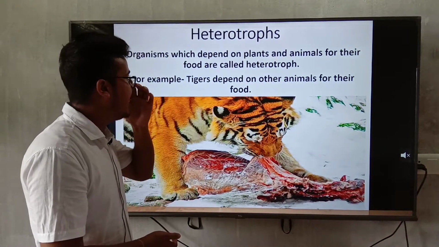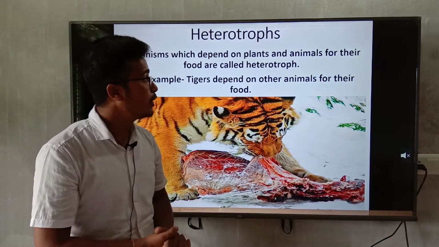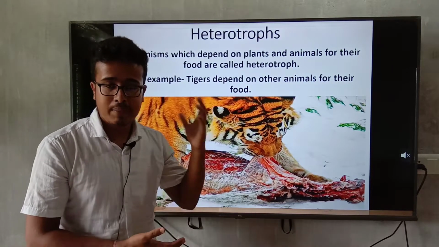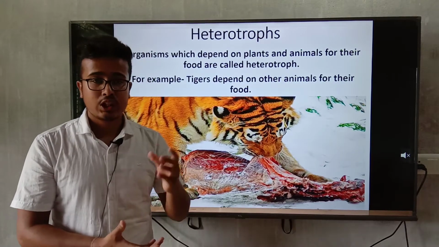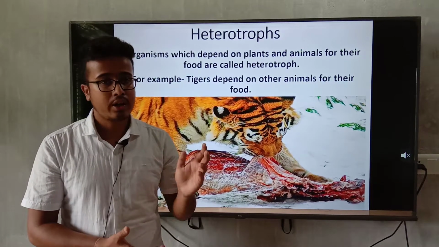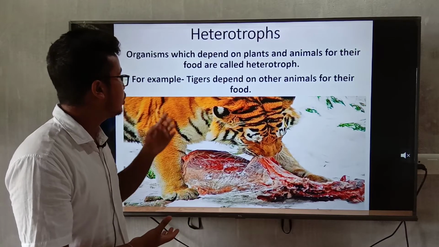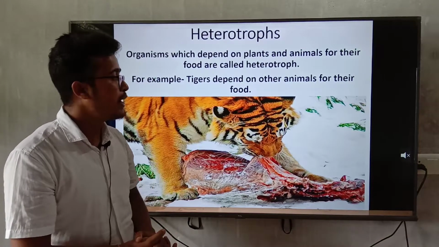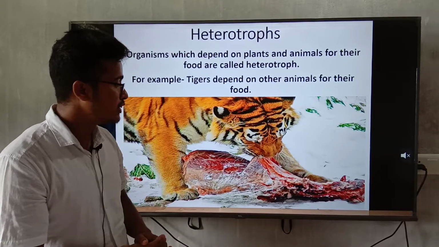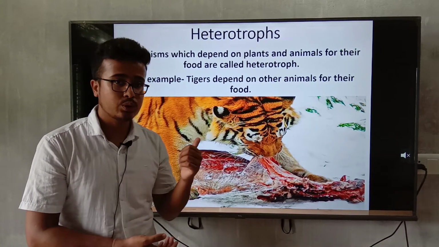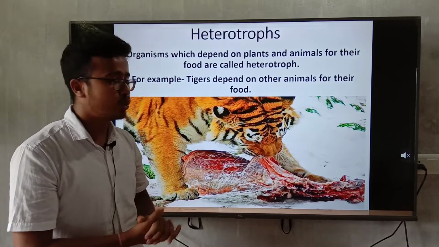Now, heterotrophs means organisms which depend on others, like on plants and animals, for their food. So heterotrophs are those organisms which depend on others for food. An example of a heterotroph is the tiger, which depends on other animals for its food. You can see this picture. The tiger needs others; it hunts other animals for its food. So this is called heterotrophs.